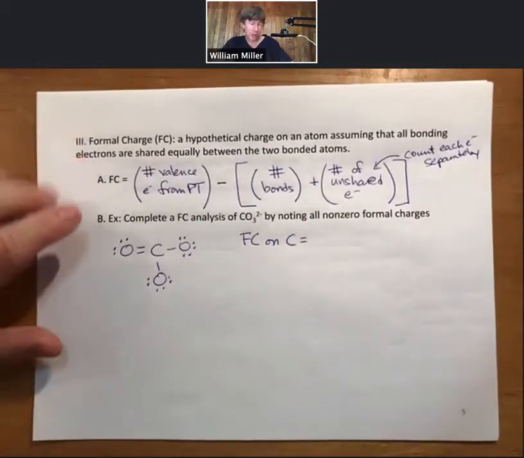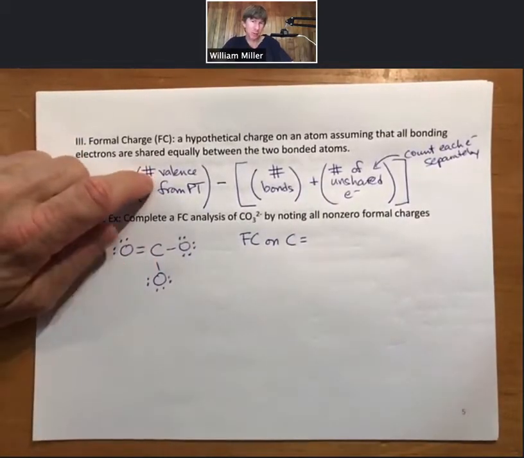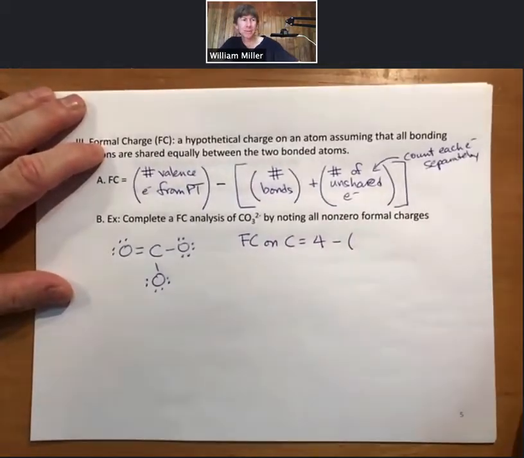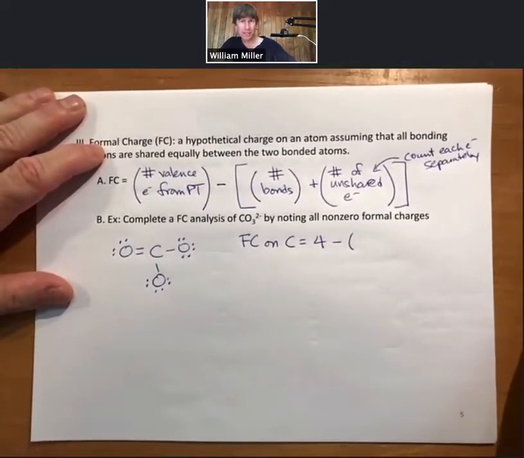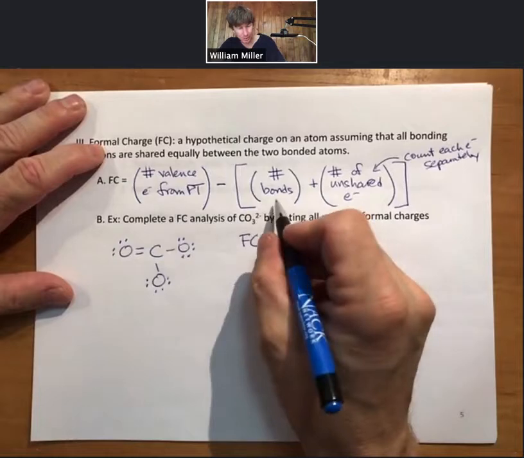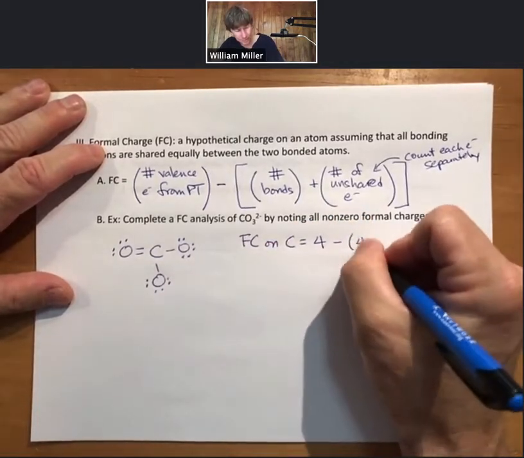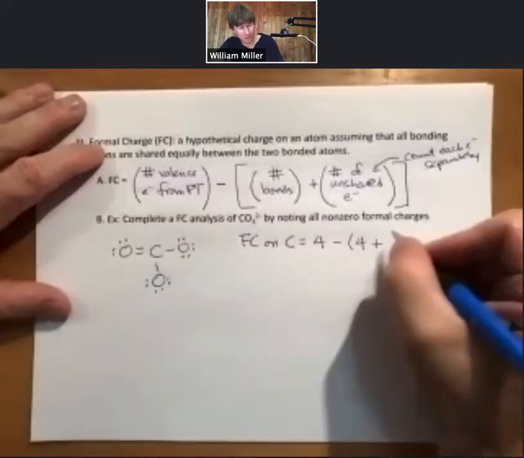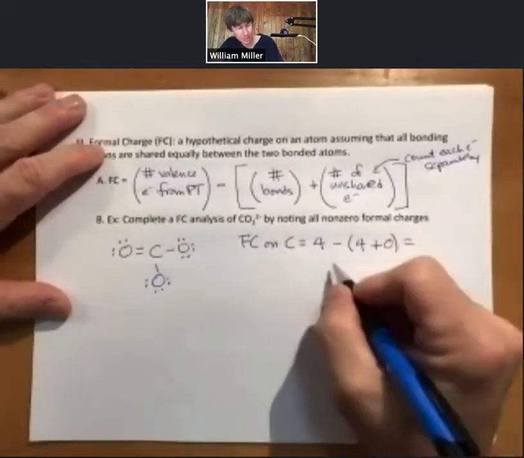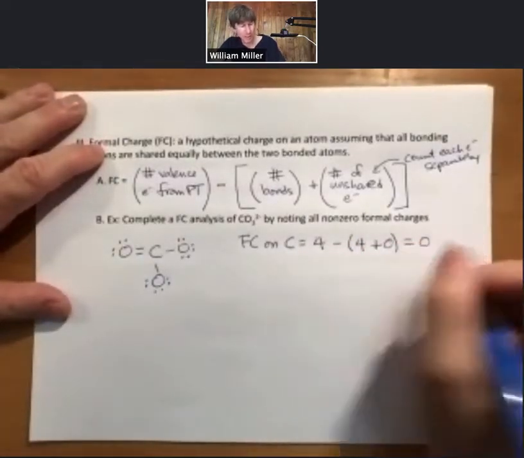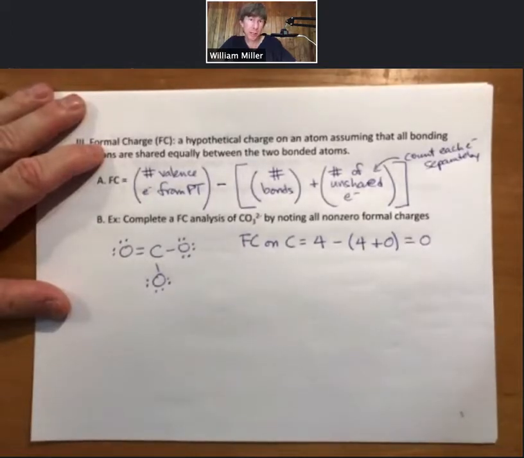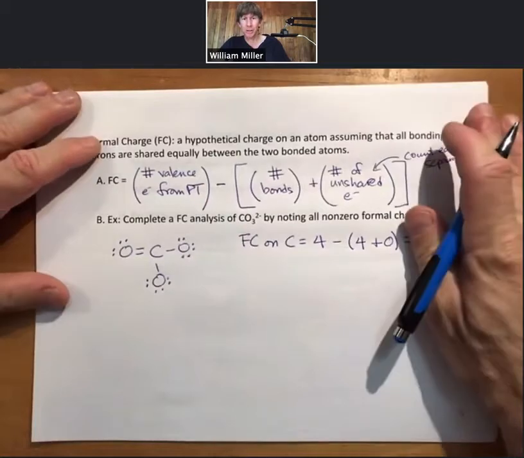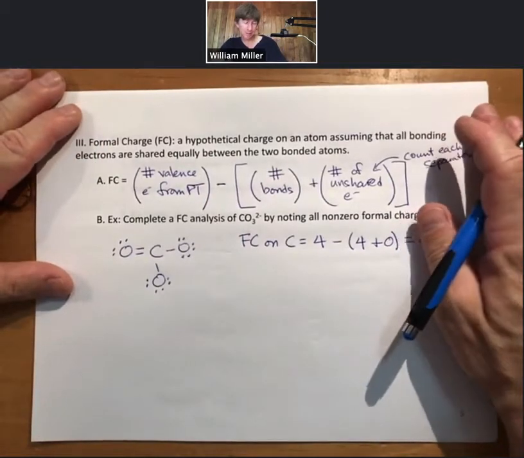Formal charge on carbon. Carbon from the periodic table has 4 valence electrons. And from there, it has number of bonds is 4. Number of unshared electrons, well, there are 0 unshared electrons. So 4 minus 4 is 0. And carbon has 0 formal charge. That will always be the case when there are 4 bonds.